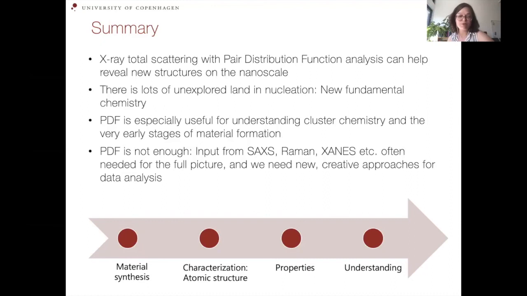At this point in the history of PDF analysis, I think a lot of people are looking into new and creative approaches to how to analyze our data. And we're doing this to become better chemists, so that we can follow this material discovery timeline for basically all the materials that we're looking for.